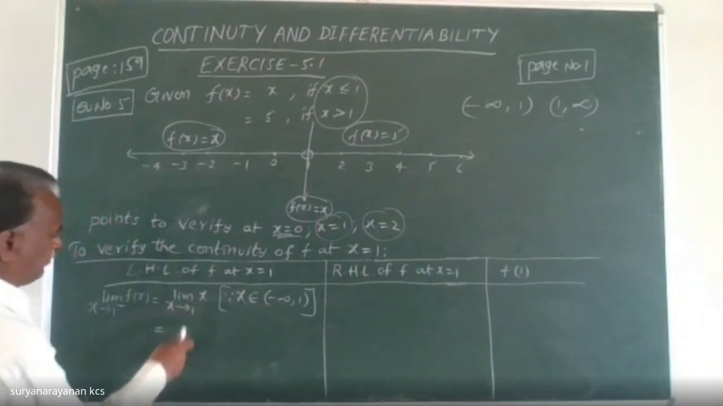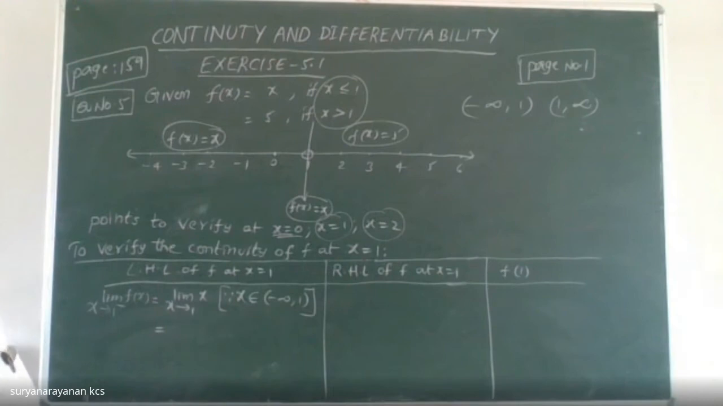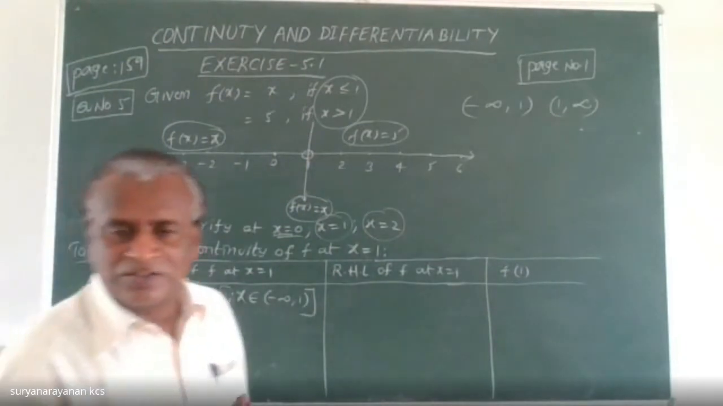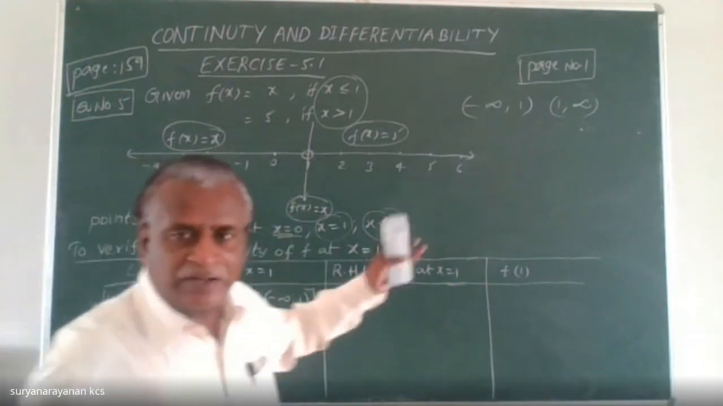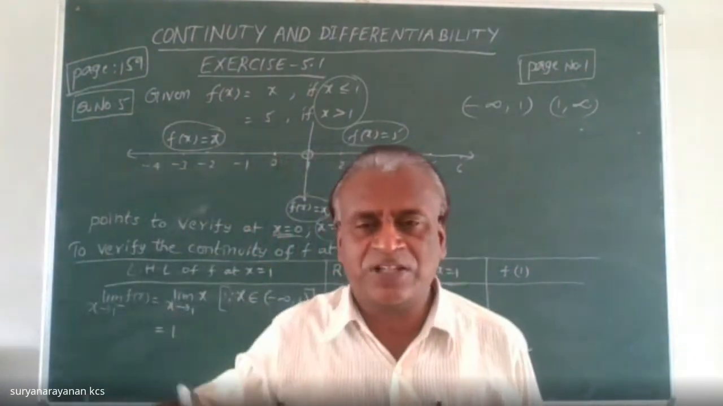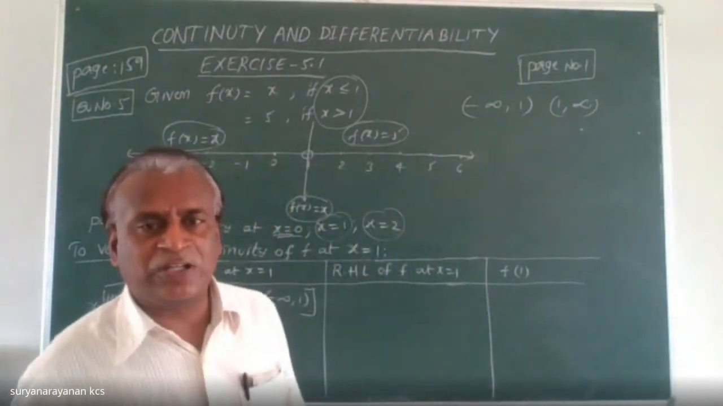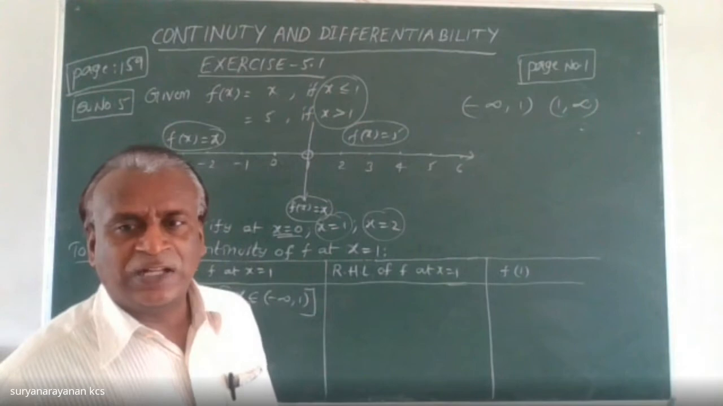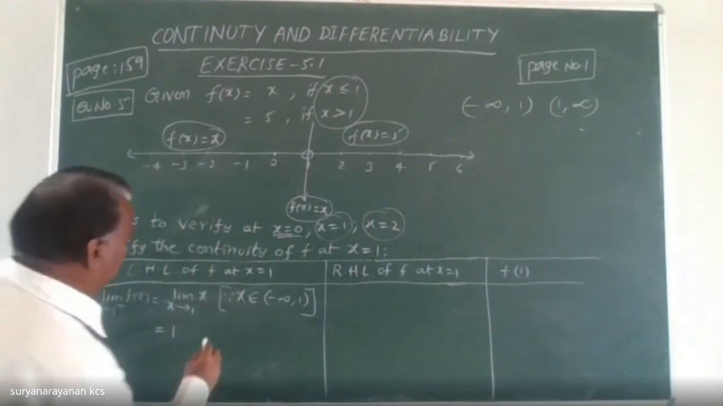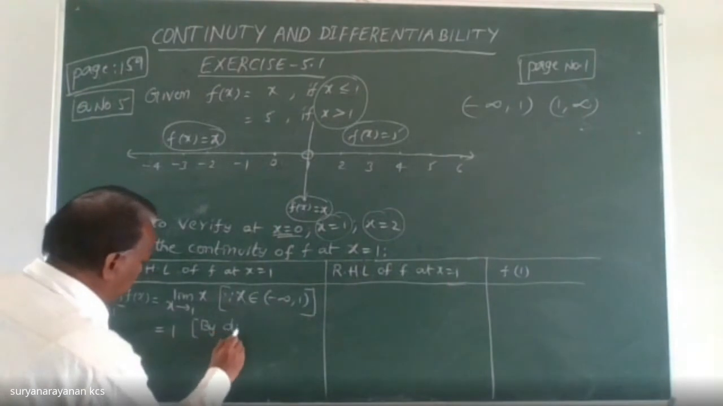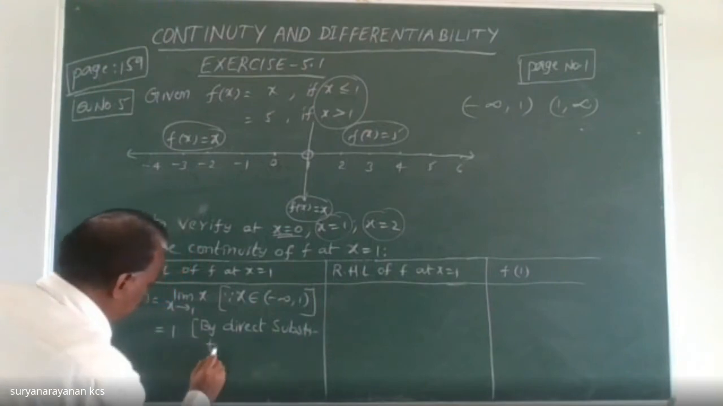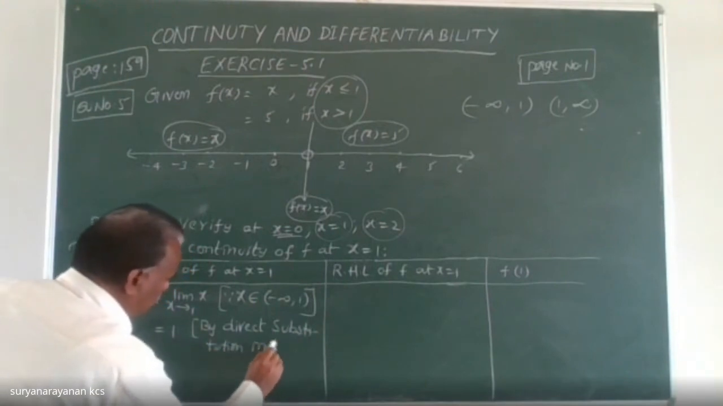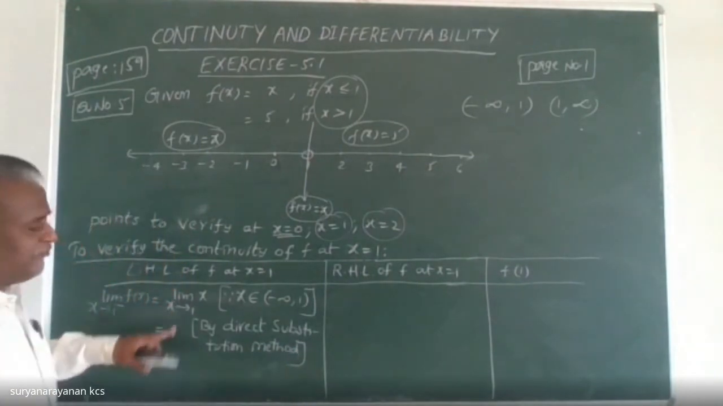Then find the limit of this function. What is the limit of this function? 1 only. Substitute the value of x in the given function. Direct substitution method. I'm writing that sentence clearly, not only telling this point orally, by direct substitution method. By using this direct substitution method, we found the limit of this function.